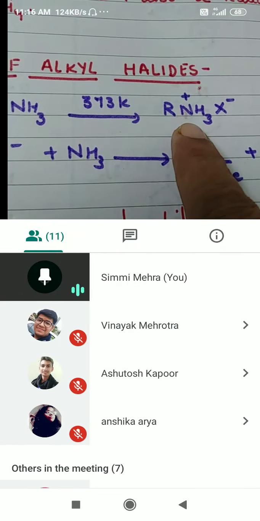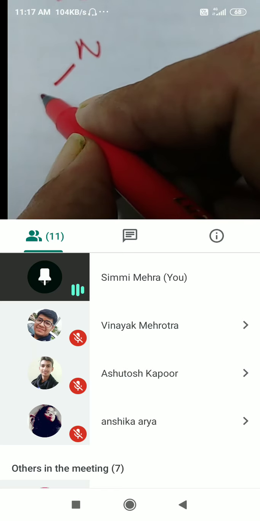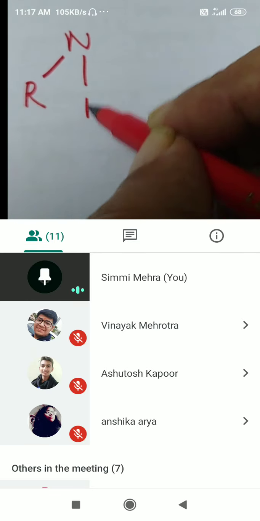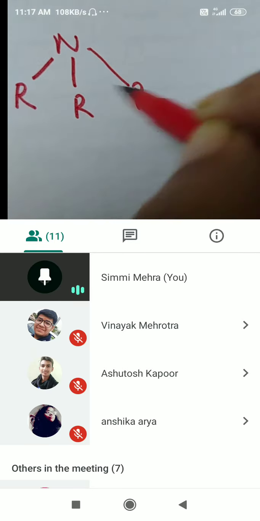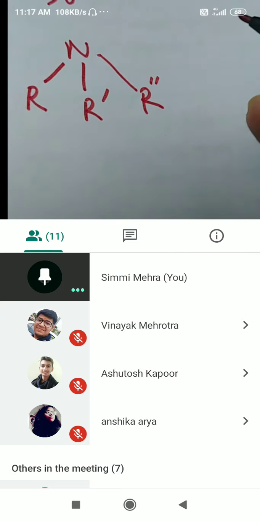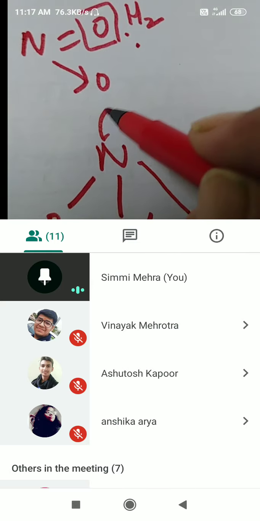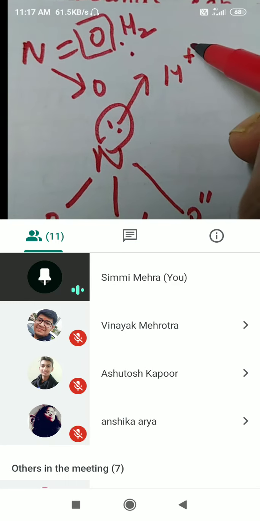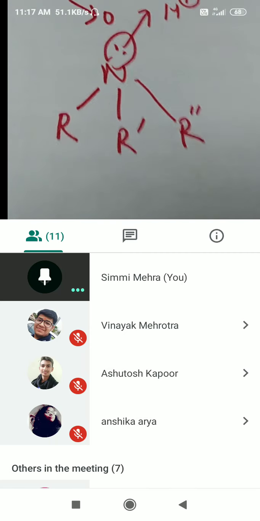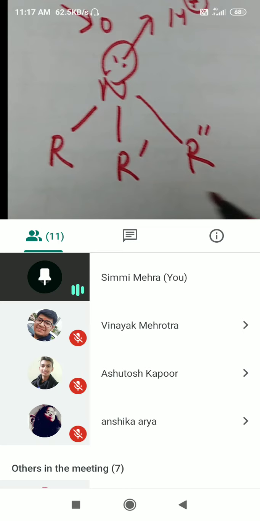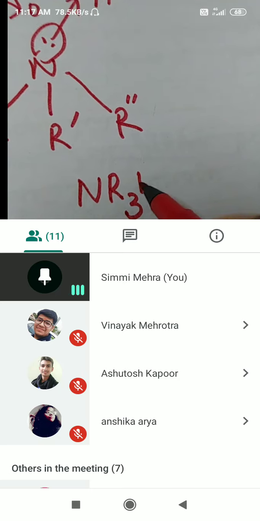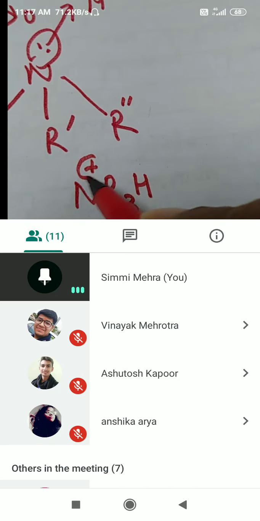So, look here. If I replace one hydrogen with an alkyl group, I will get a primary amine. If two, secondary amine. If three, tertiary amine. To differentiate, I will put this. Correct? Now we have got a lone pair left over here. If this lone pair is given to a hydrogen ion, is that clear? So the formula will be NR3H, and we have got plus over here.